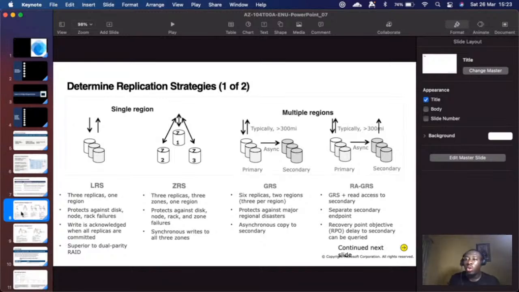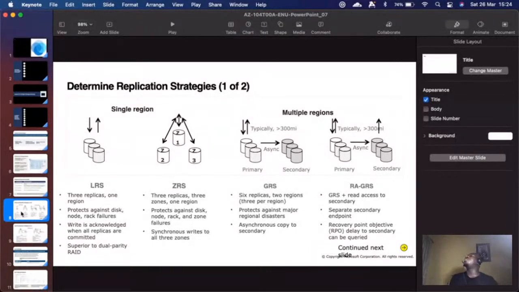Now, the next one we're looking at is the GRS, which is geo-redundant storage. This time around, this has six replicas, two different regions, three per region. Now, you remember for the zones, we talked about three zones. This time around, you're having two regions, not one, two.